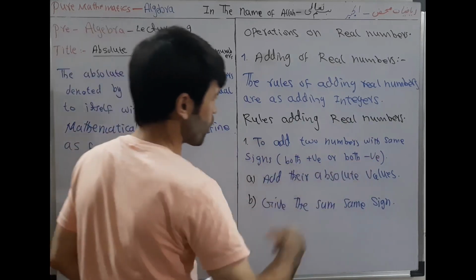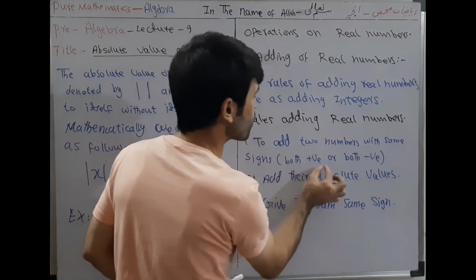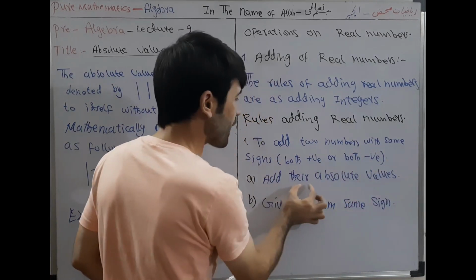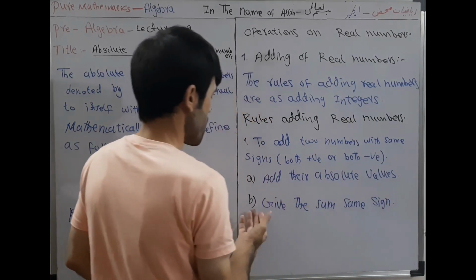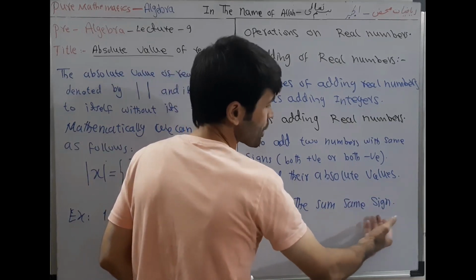It is the first rule. Add two numbers with same signs, both positive or both negative. Add their absolute values. B, give the sum the same signs.